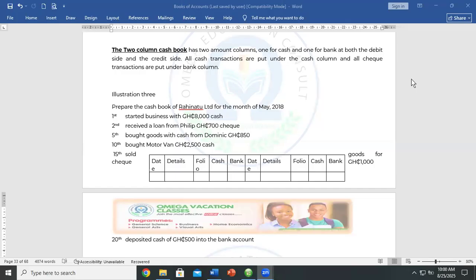That's true. But the reason why I asked this question is for you to borrow the idea of the single column cash book being prepared by businesses who are only using cash or only using check. So in this circumstance, the two column cash book will be suitable for businesses who transact business using both cash and check.